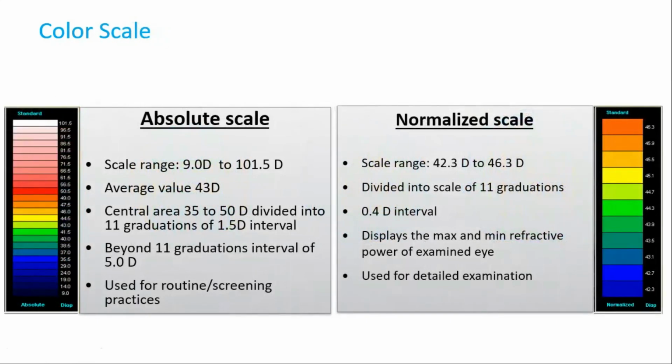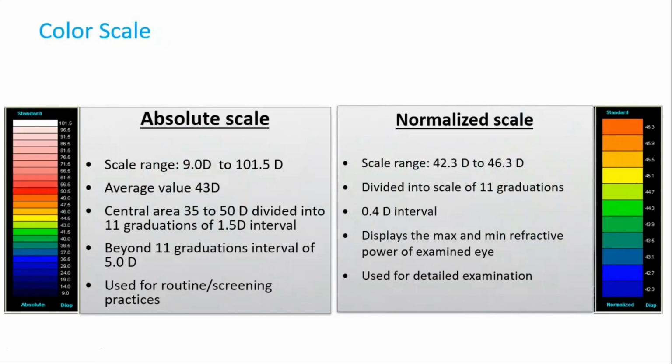So in the machine, we have color coding in terms of absolute scale and normalized scale. Absolute scale is used in commonly used maps on a day-to-day basis, like the 4 refractive map and the 4 selectable map. And normalized scale is generally used in Holladay maps and Holladay EKR reports.